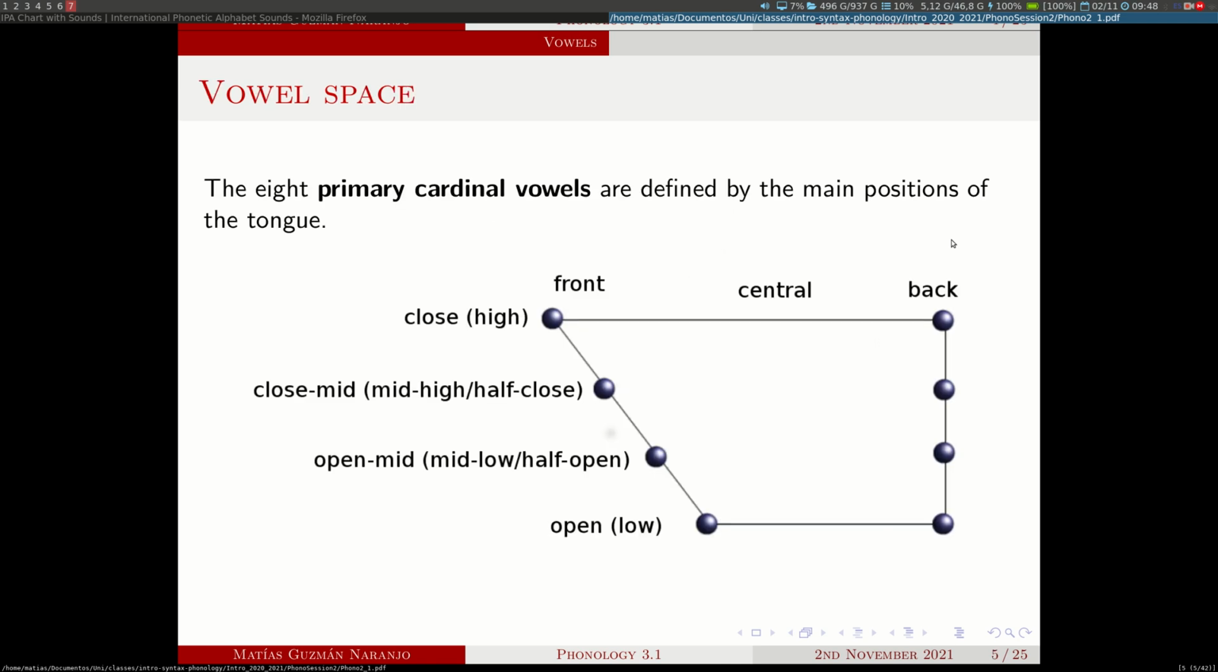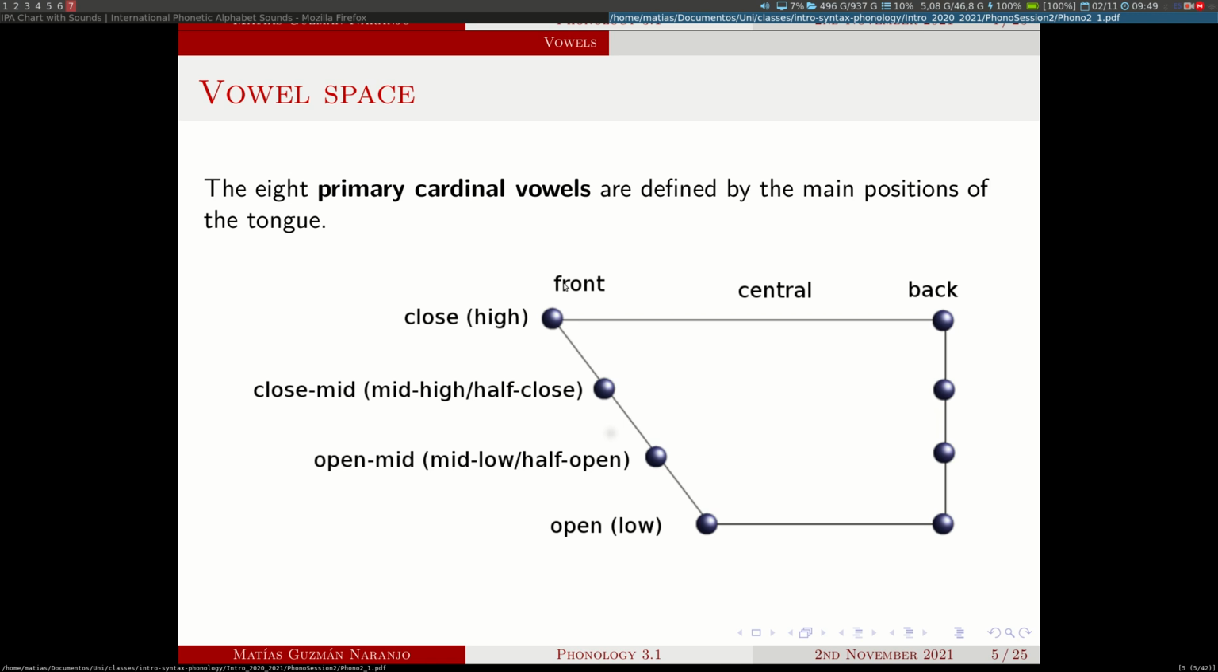To represent the vocal tract in a more abstract manner, we usually use a trapezoid system like this, which represents the vowel space. This is a sort of idealized space where we can represent primary and secondary vowels, and these are the cardinal vowels depending on the position where they are, and we have 8 of them, and they are described by the factors I mentioned.